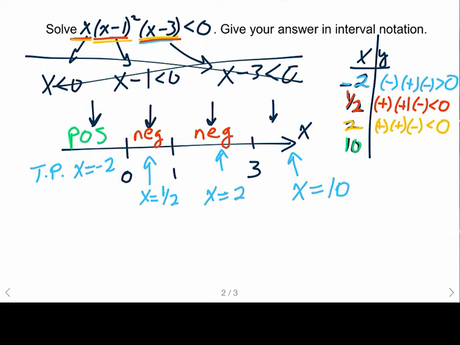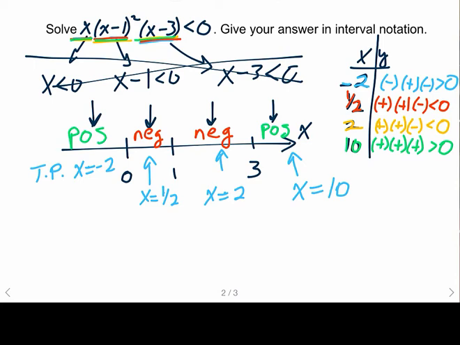Finally, for the input 10, the first factor is positive. The second factor, being squared, is always positive. And then the third factor, x minus 3, if x is 10, is positive. Positive times positive is positive. And that'll be the nature of all of the input values to the right of 3. Now I know intervals where the expression is positive and where it's negative.